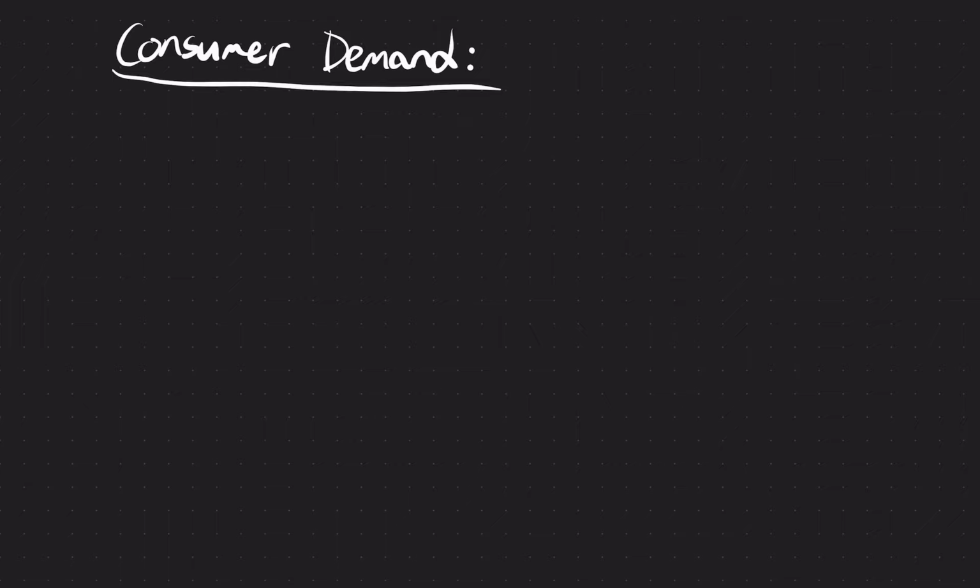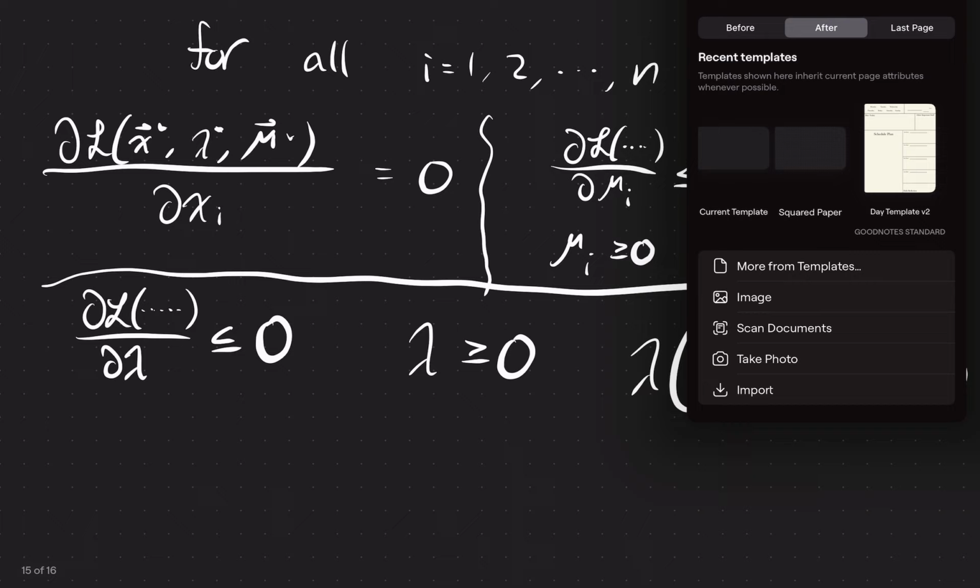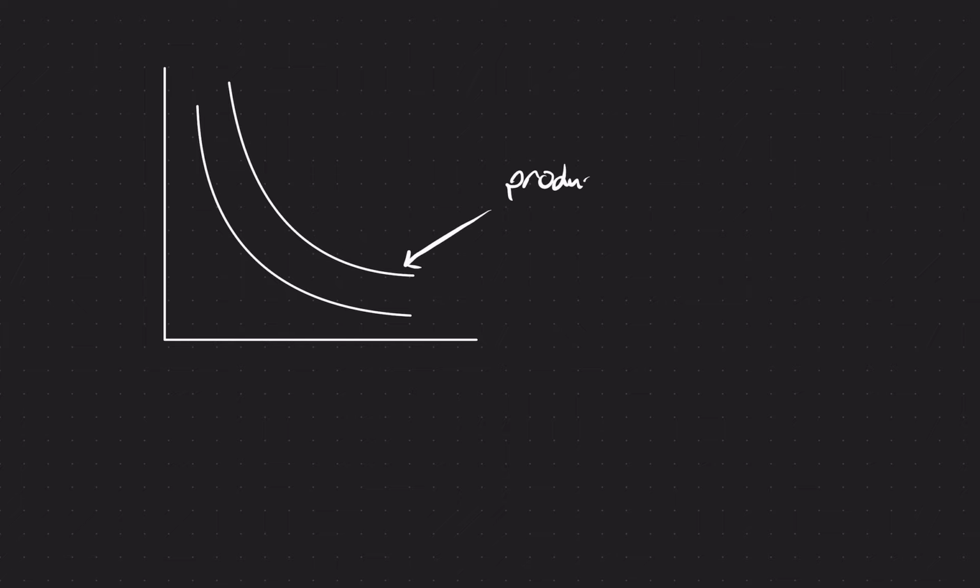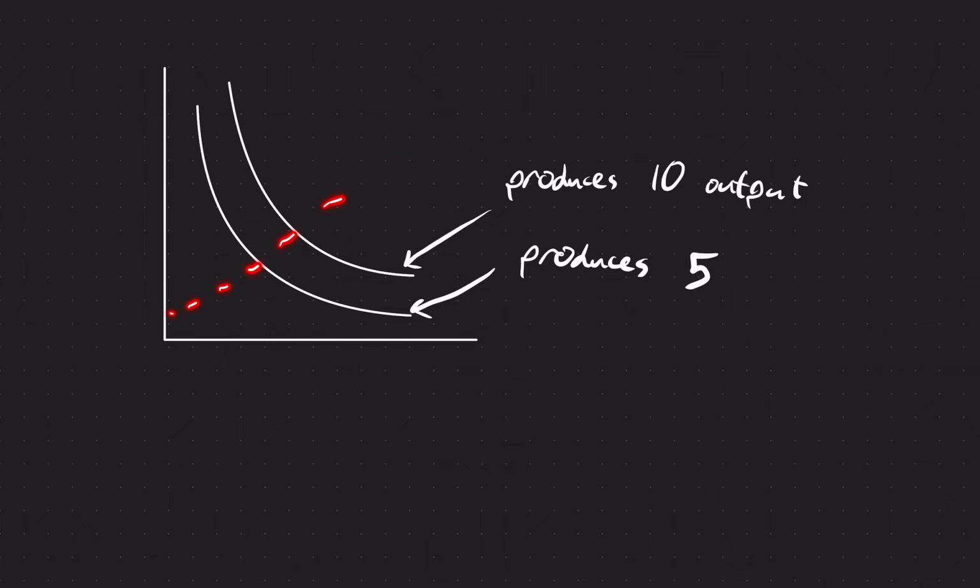You know what, before we proceed with consumer demand, I want to give one more thing on cost. So essentially, what we can do is we can look at all the different isoquant lines. We'll say this produces 10 output, and this one produces 5. And of course, there are lots of different curves we can draw. And so now we're considering that there are only two inputs, x1 and x2.